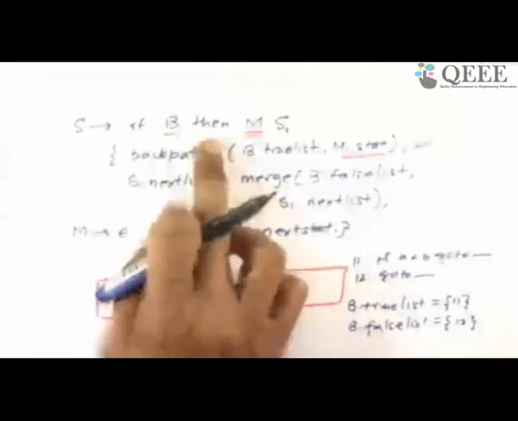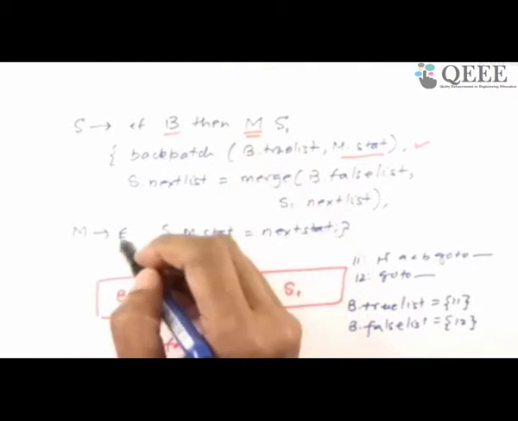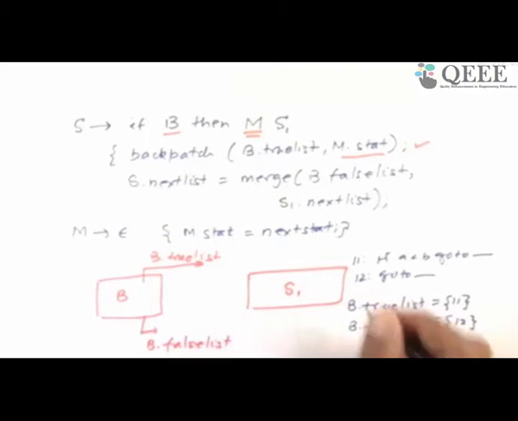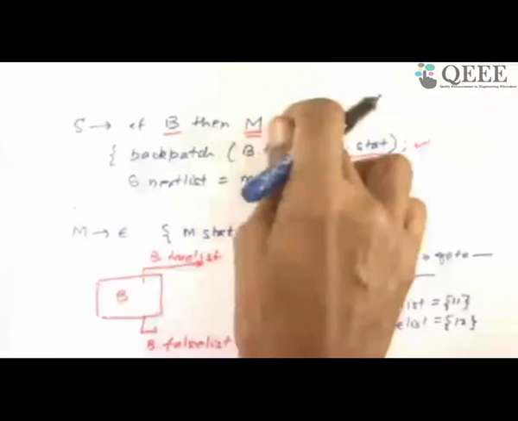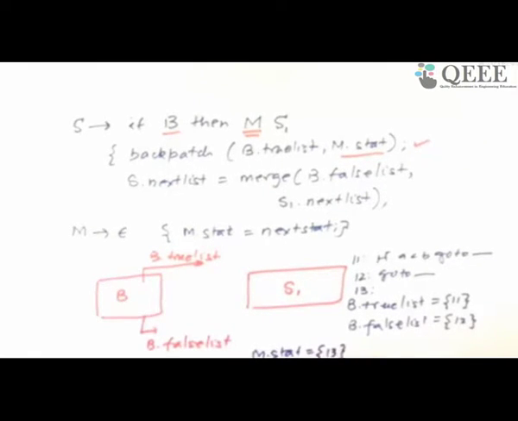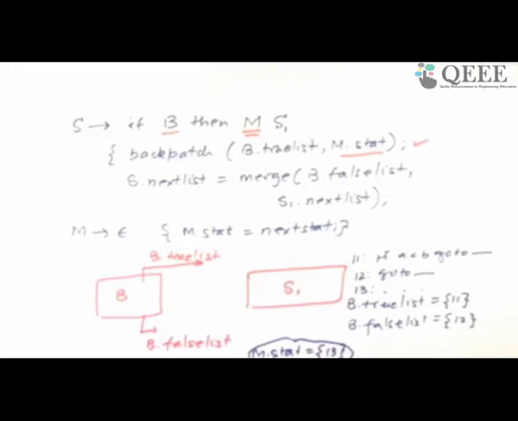But when I move on, observe this M happens to come before S1. When you reduce epsilon to M, we say M.stat is nextstat. What is nextstat? Nextstat at this point is 13, right? So before I have seen S, I have noted down that M.stat, which is a special attribute, has the value 13. Okay, this is done. And then after that, you will start assembling code for S1, depending on what it is. So a lot of code will come in. But I've already held on to this value, M.stat is 13.